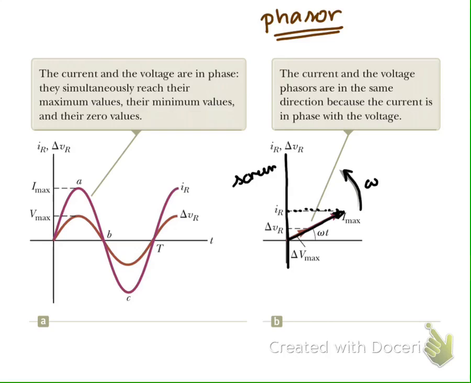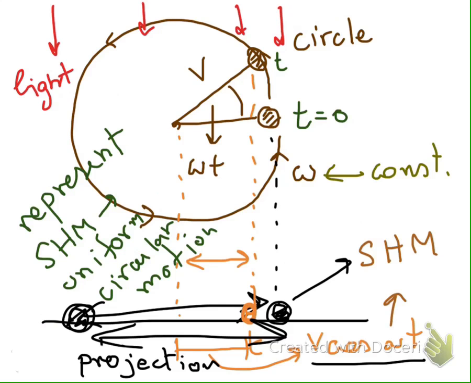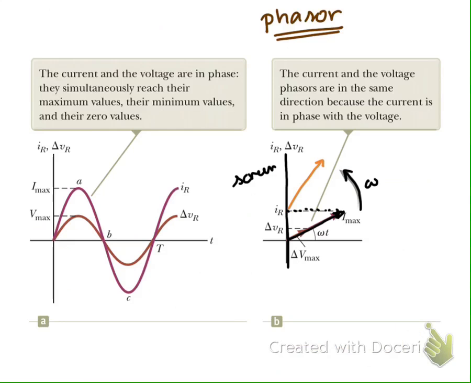But in this case, what is the functional form of the shadow? In this case, we project it to the x. The screen is on the x-axis, and we have the cos function. If the screen is on the y-axis, what is the functional form of the shadow?